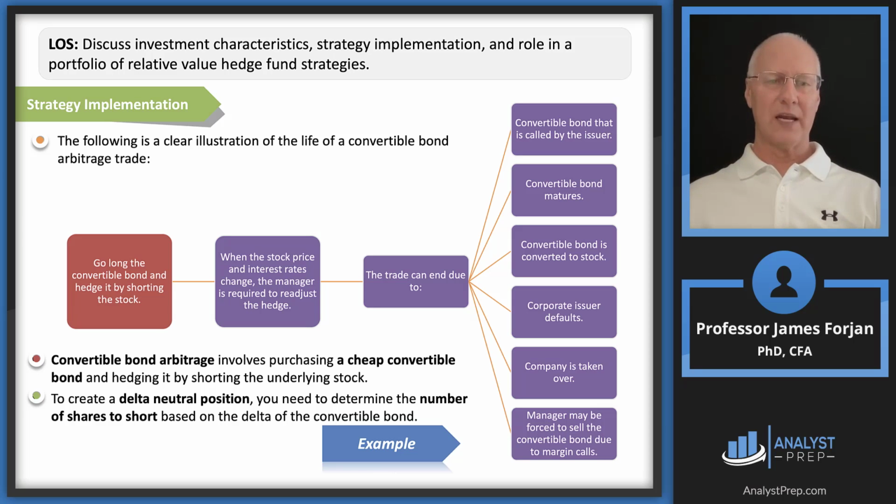Look at that second arrow box, that second purple box there. As the stock price and interest rates change, that means the bond price is going to change. They're probably going to readjust that hedge ratio, and that's going to be using the delta and the gamma that we talked about before.